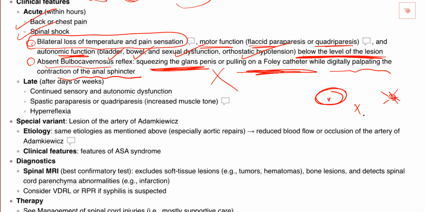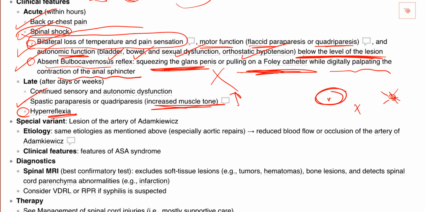Okay, this will be absent. So this is the definition of spinal shock: bilateral loss of pain, temperature, motor function, and autonomic function, plus absent bulbocavernosus reflex. Later, over days, we will have continuous sensory and autonomic dysfunction with a spastic paresis or quadriparesis, and the spasticity will be increased with also hyperreflexia.